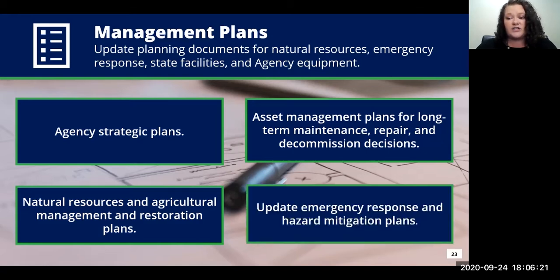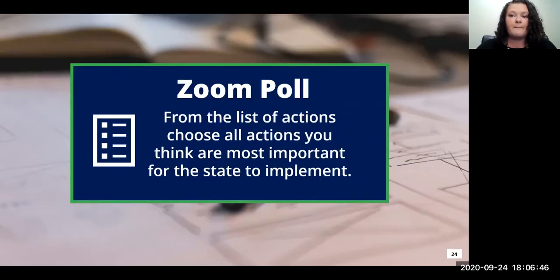The final action in this category is to update our emergency response and hazard mitigation plans to incorporate the impacts of sea level rise on current plans. An example would be to reevaluate evacuation routes in the state to identify if some roads are no longer safely accessible during storm events because of the effects of the storm on top of already higher sea levels.